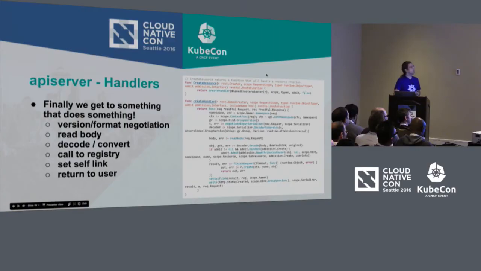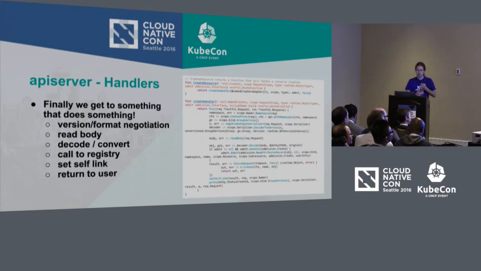Okay, so finally we're getting to something that is happening not at initialization time, but actually at runtime when a request is received. If you look at this create handler, this internal function, you can see it's actually doing a bunch of interesting things. It does version and format negotiation. It calls that serializer. It reads the body. It does the decoding and the conversion to a specific version. Then finally, it calls into what I called a registry. It's the storage thing, the business logic. After that is done, it sets a self link on the result, and it sends it back to the user.